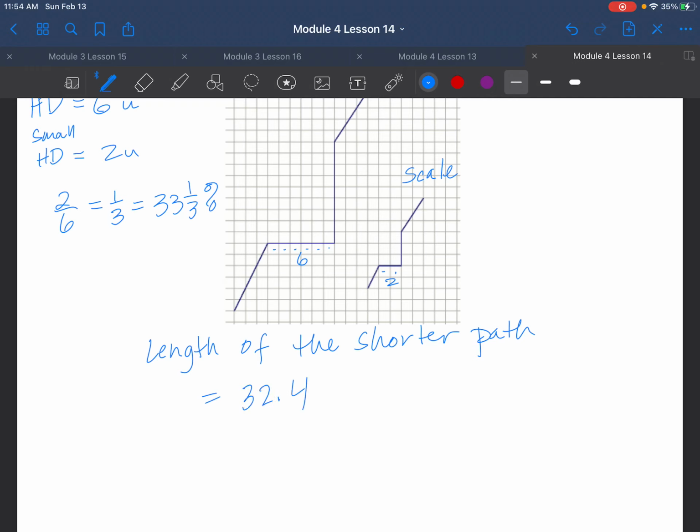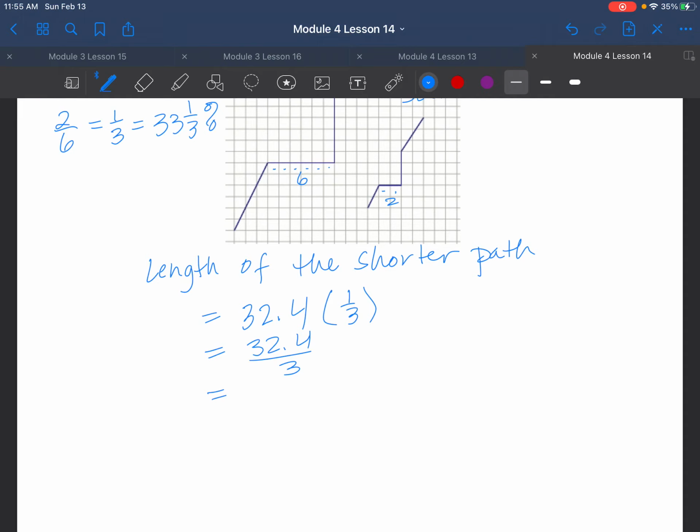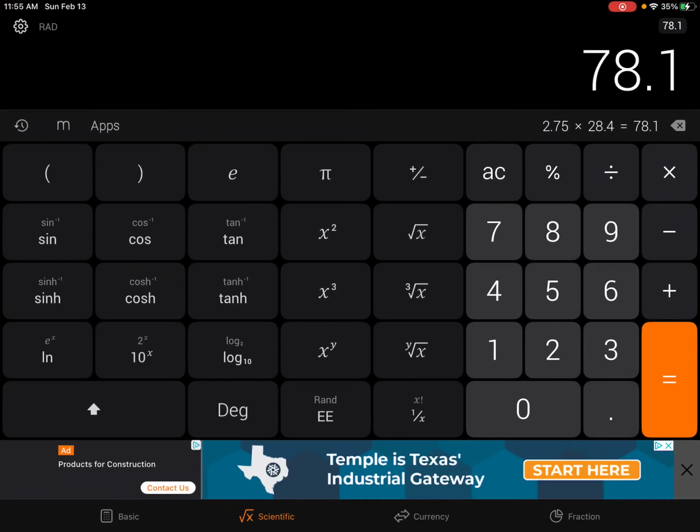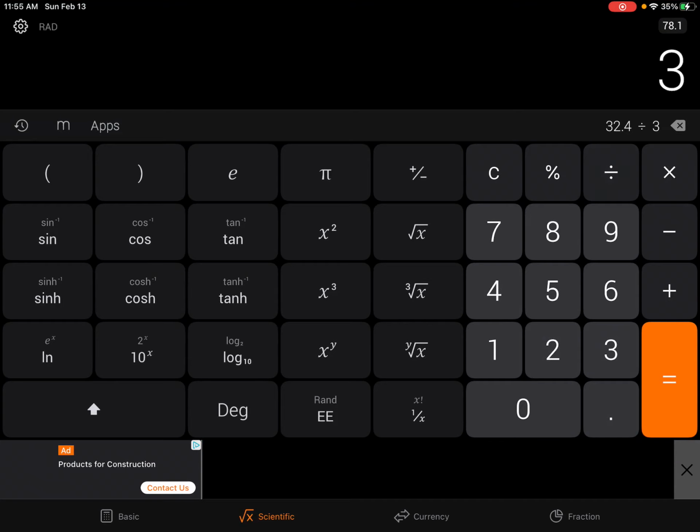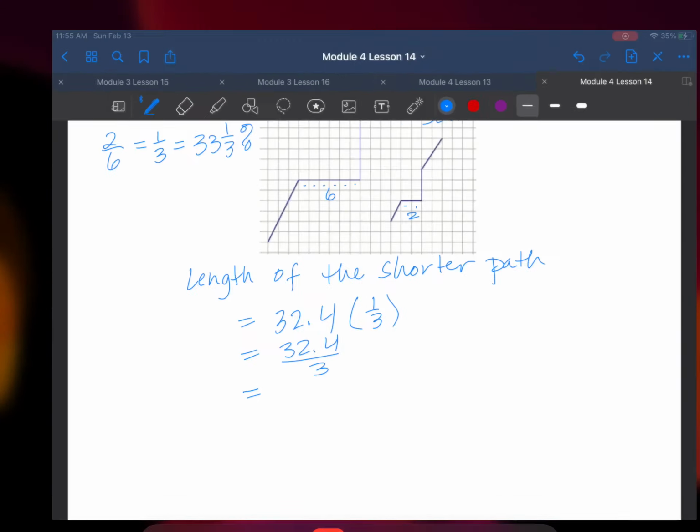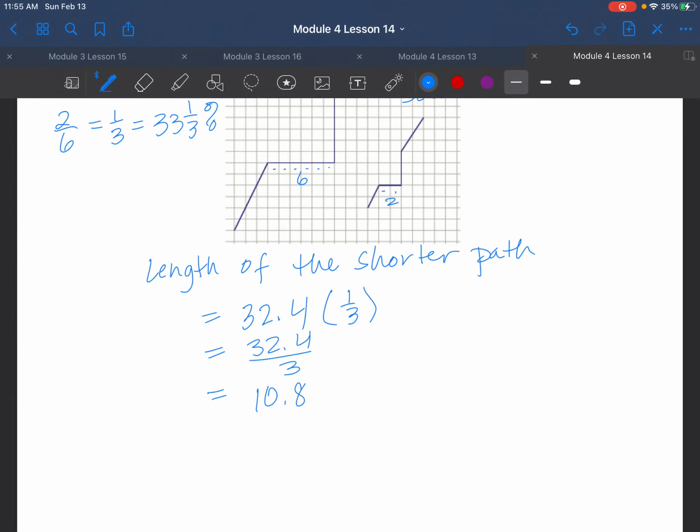Now we can find the length of the shorter path with this information. We know that the original is 32.4. We're not going to multiply it by 33 1/3%. We're going to multiply it by 1/3, right? That's easier. Which gives us 32.4 divided by 3. Let's put that in the calculator. 32.4 divided by 3 equals 10.8.